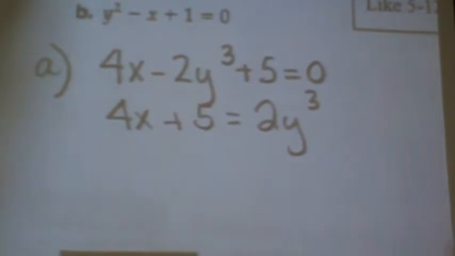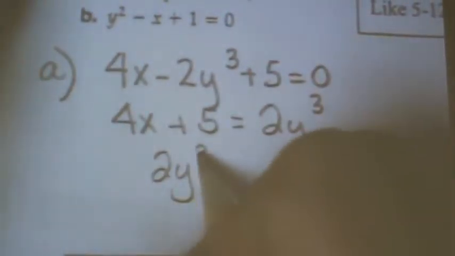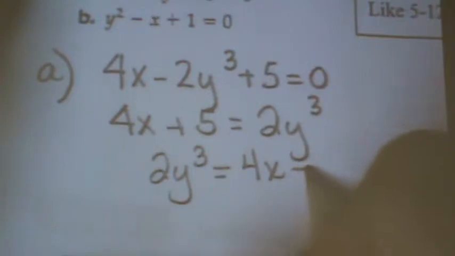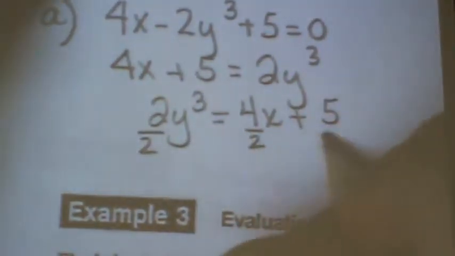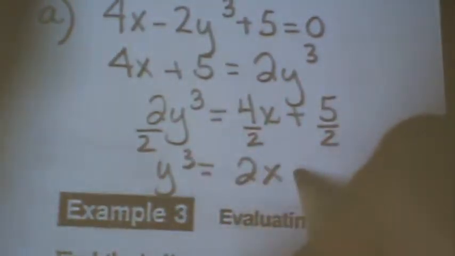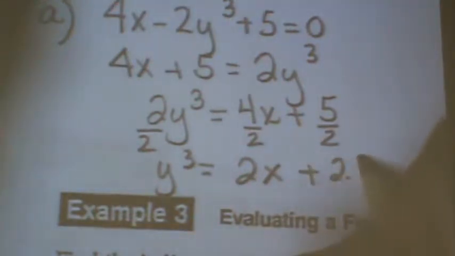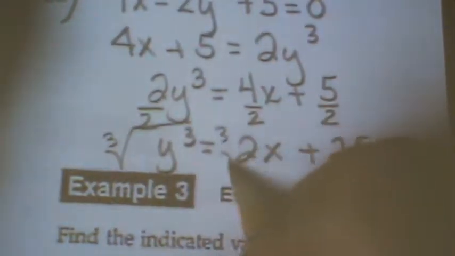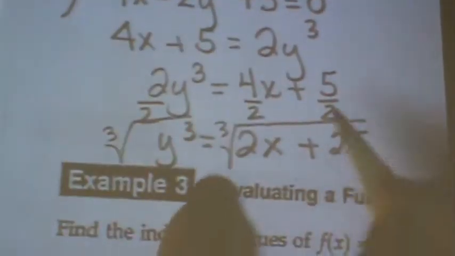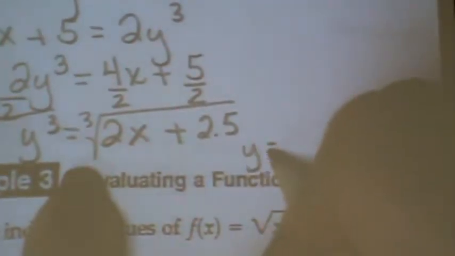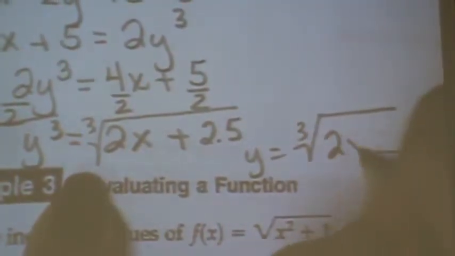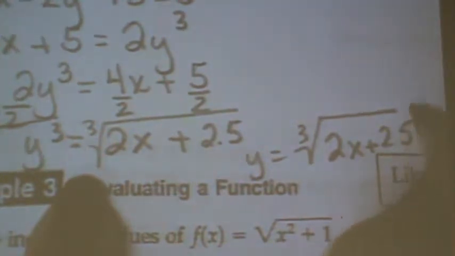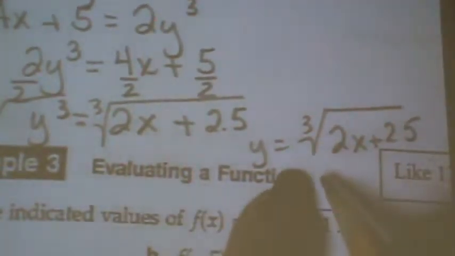Okay, then what would you do? Divide by 2. And then take the cube root of both sides, right? Cube root of both sides. So this answer, y is equal to the cube root of (2x plus 2.5). So this is unique. This is a function.